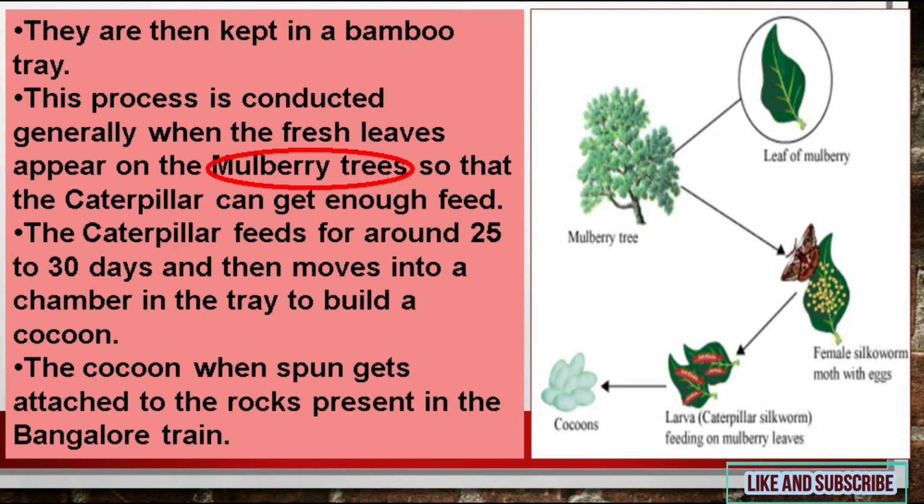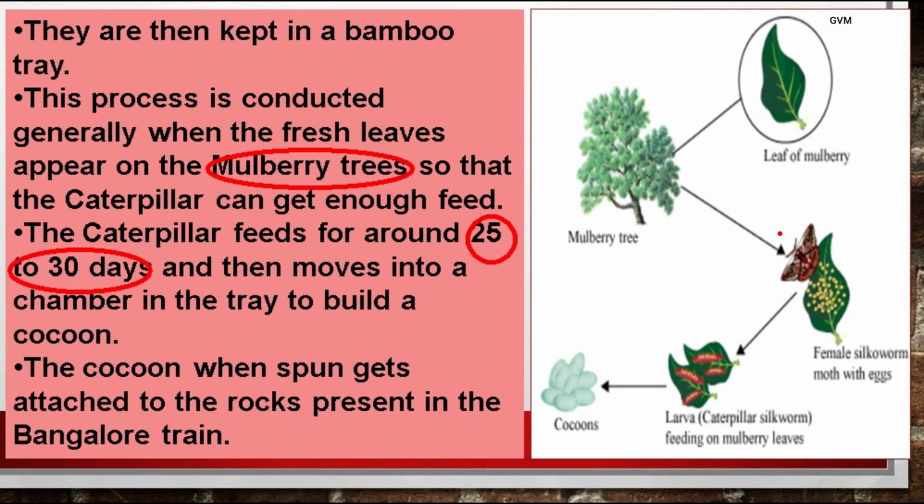Then these caterpillars feed for around 25 to 30 days, and then after 25 to 30 days these caterpillars move into a chamber in the tray to build a cocoon. And then once the cocoon is spun, it gets attached to the twigs present in the bamboo tray.